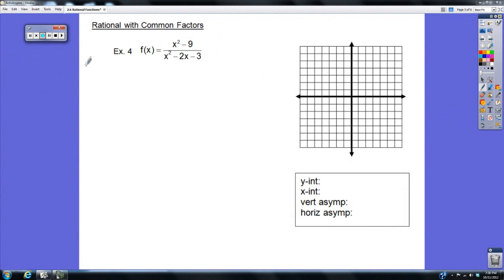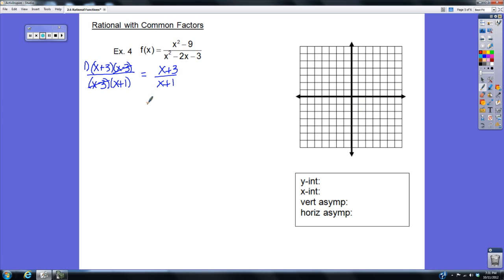Having your calculator in front of you, you'll be able to find all the points you could possibly need. Alright, moving along to number 4, we're going to start it out like we did the last one. We're going to start off simplifying and see what happens. If we factor the numerator, x plus 3 times x minus 3, and factor the denominator, x minus 3 times x plus 1, and we try to simplify, I notice that I have an x minus 3 up here and an x minus 3 down here that I can cancel out. So I'm left with x plus 3 over x plus 1, simplified.